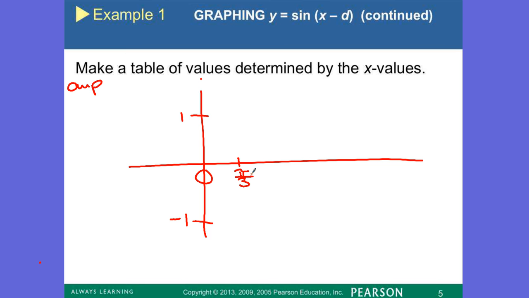Next one. Next one, 4 pi. Next one, a little pi over 6. And the last one was what? 7 pi over 3.